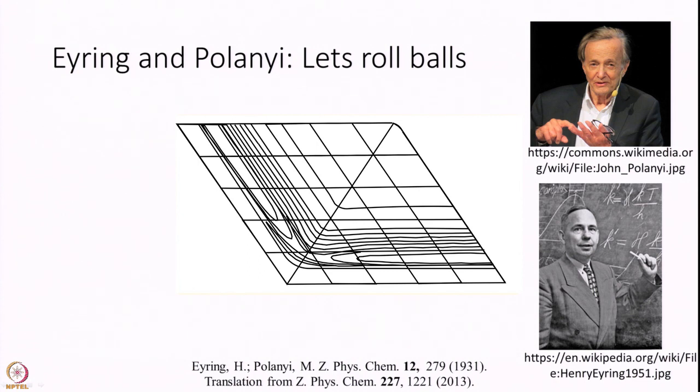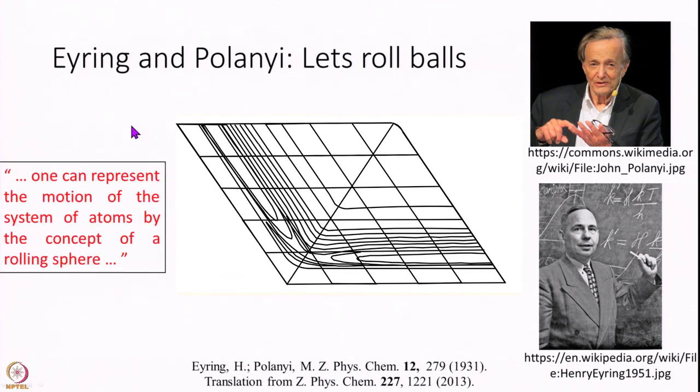They say, okay, Born and Oppenheimer introduced this idea of potential energy surfaces in the late 1920s, either 27 or 28, I am forgetting my year. Eyring and Polanyi said, one can represent the motion of the system of atoms by the concept of a rolling sphere. So they said, okay, I have these energy surfaces, however complex they look. This figure is directly from their paper.